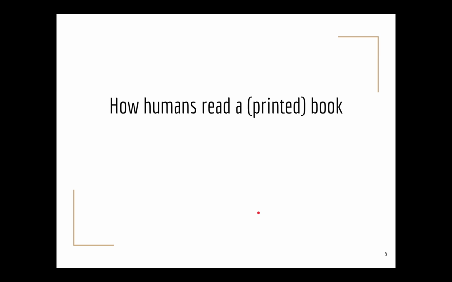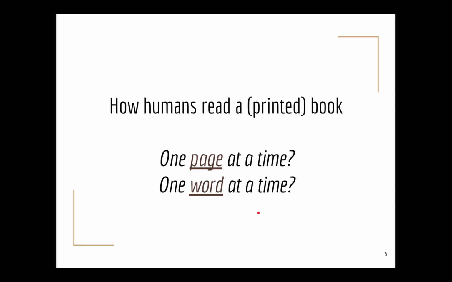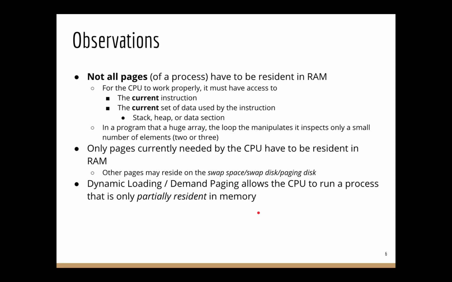Recall the analogy of demand paging we used earlier. Your printed book may have thousands of pages to read, but only 1 or 2 pages must be directly visible to us at any time. Likewise, your process may have thousands of logical pages, but only a few pages must be resident in RAM at any time. As you continue reading your book, pages will be in and out of your view. Likewise, as your process continues to run, its pages will be in or out of the RAM. So we now understand that only a small number of logical pages of a process have to be resident in the RAM. Pages that are not referenced by the execution flow of the process don't have to stay in RAM.